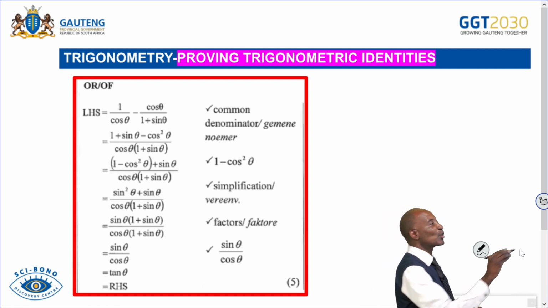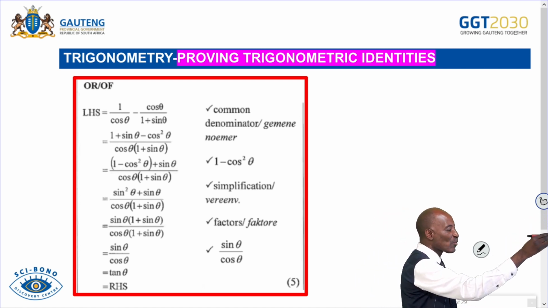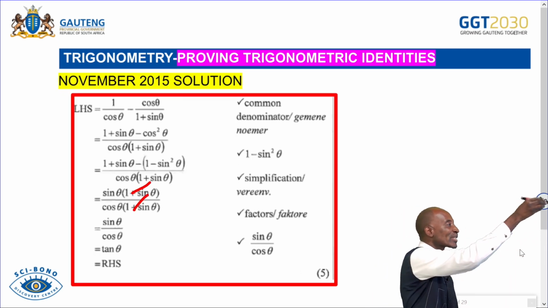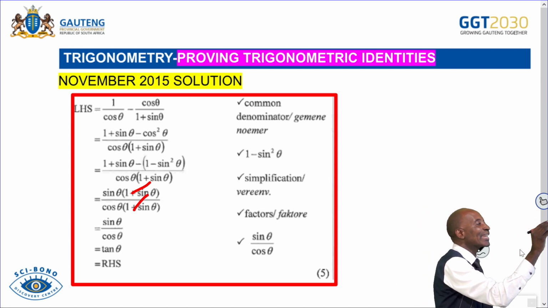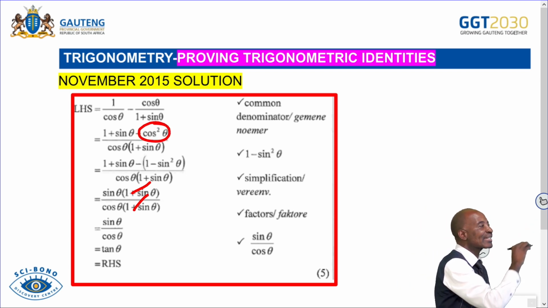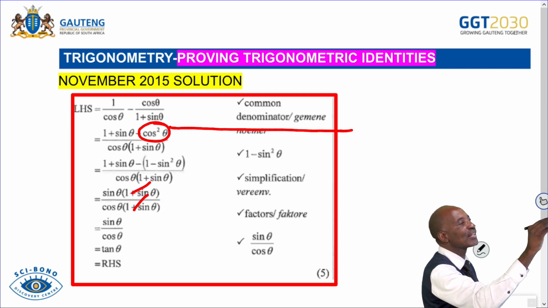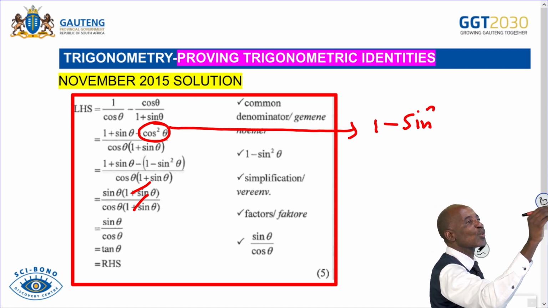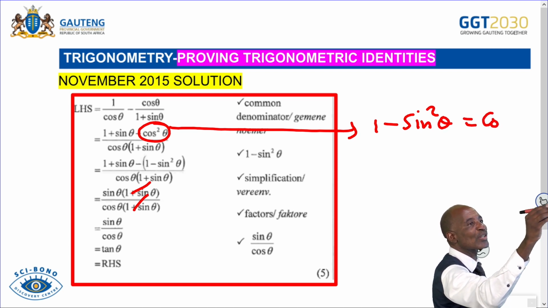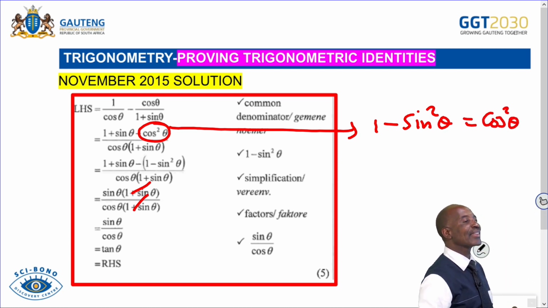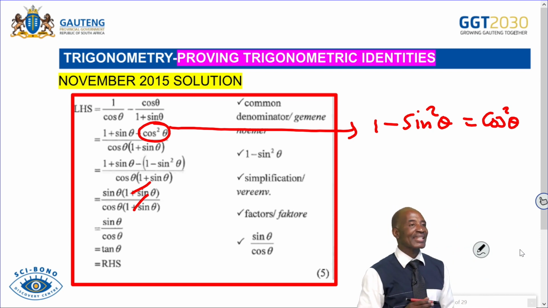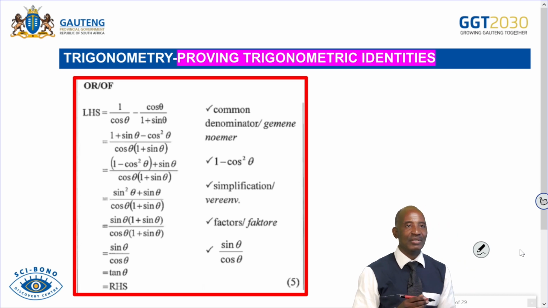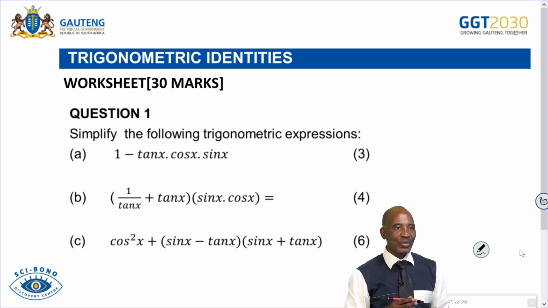Alternatively, you could have found the common denominator the same way we did it. This is the approach that we used. Otherwise, they used a different approach here, wherein instead of writing this, they broke it down to 1 minus sine squared theta equals to cos squared theta. They replaced instead cos squared theta, but at the end of the day, the results are going to be the same. Okay, that's how we could have done that question.